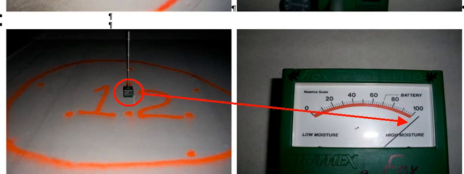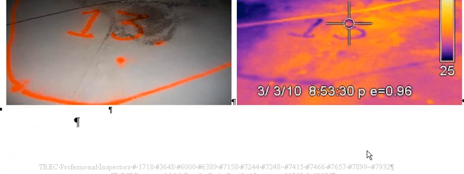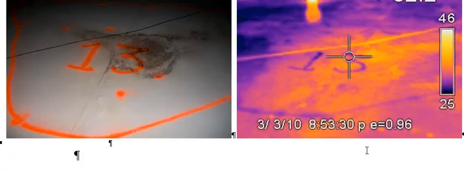And again, we'll identify the areas. We back it up with a double opt-in with the capacitance meter, the Tramex. Number 13 anomaly to your left, identified on the roof, and here's your thermal anomaly on the right-hand side picture.